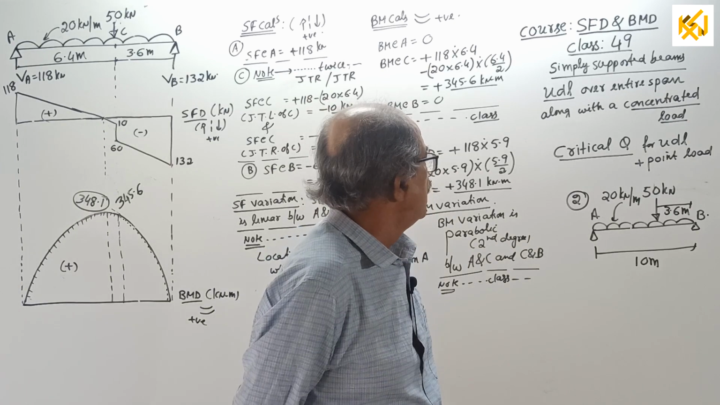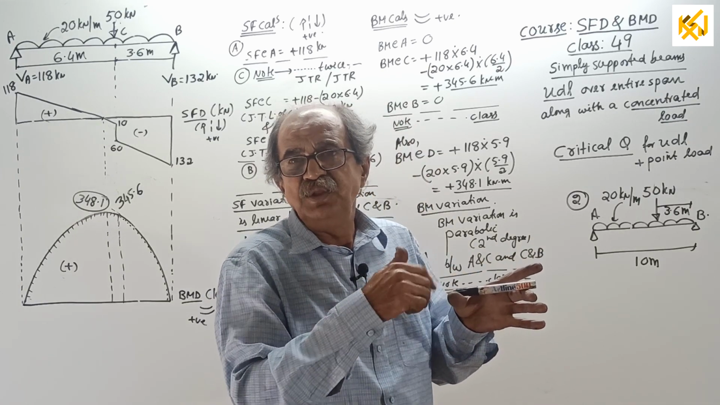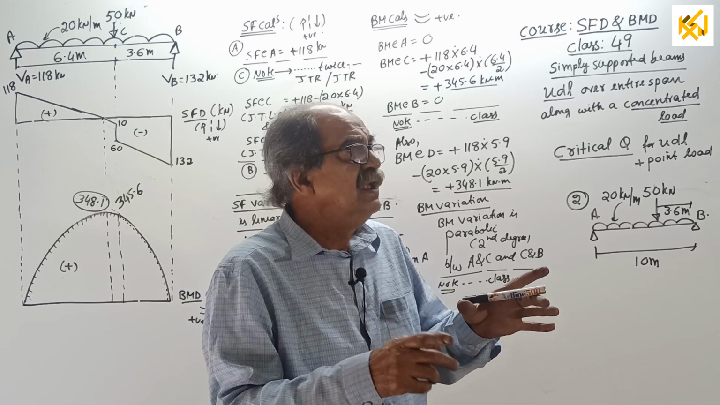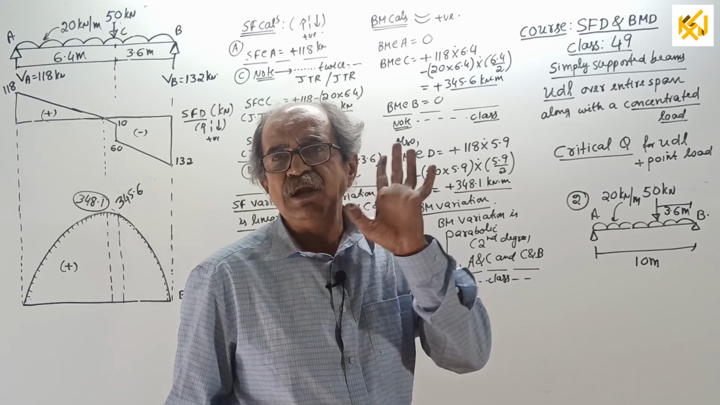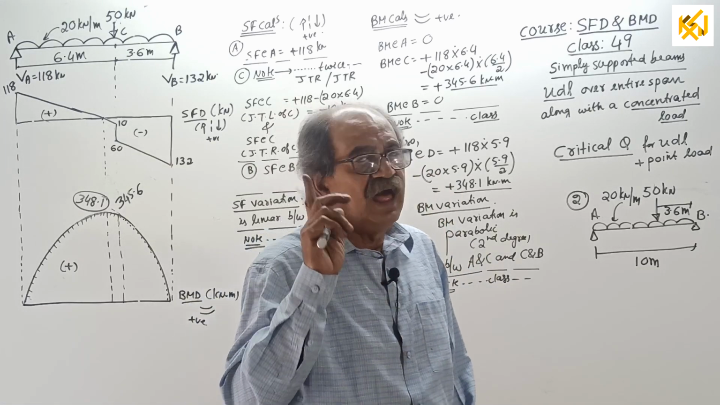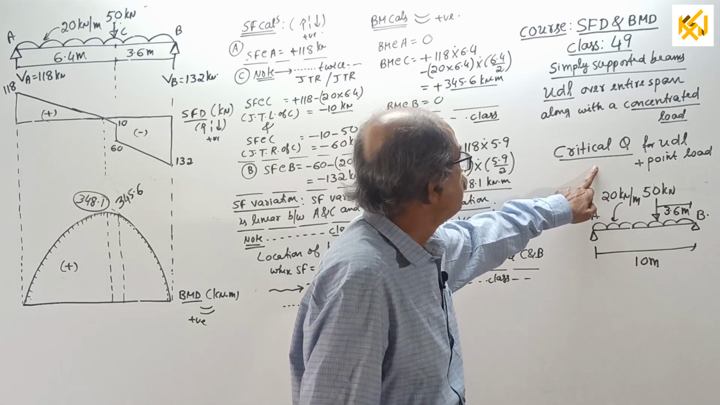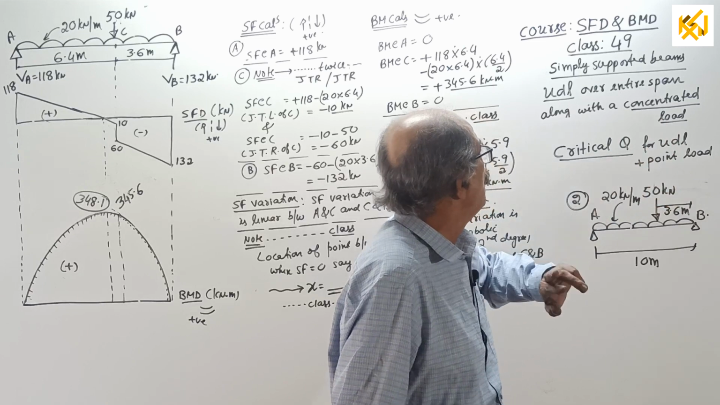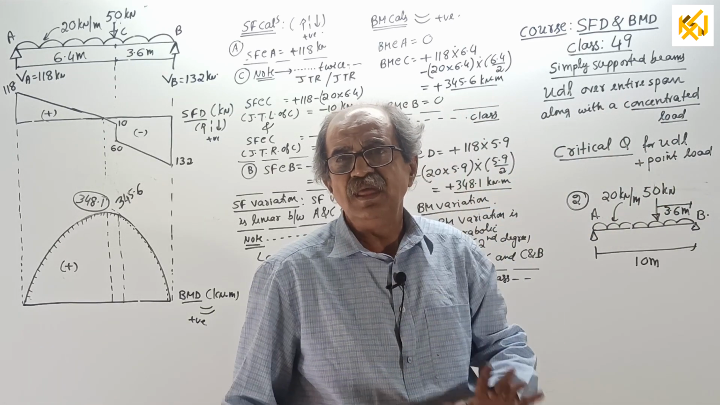Last time we considered a simply supported beam of span 10 meters with a UDL of 20 kN per meter and a point load of 50 kN. I gave 5 different positions for that point load. I remember last question, question number 1, subdivision. I wrote a critical question for UDL with point load: actually, UDL over the entire span and just one point load.